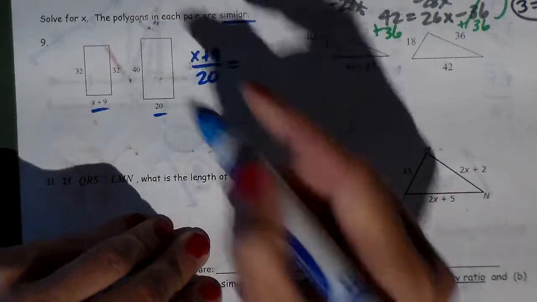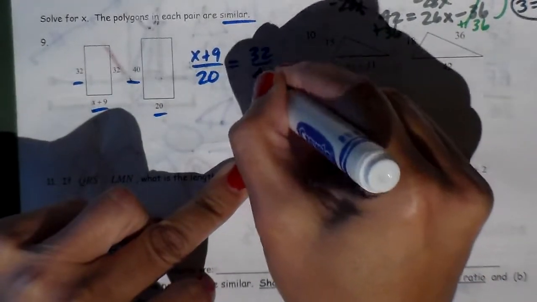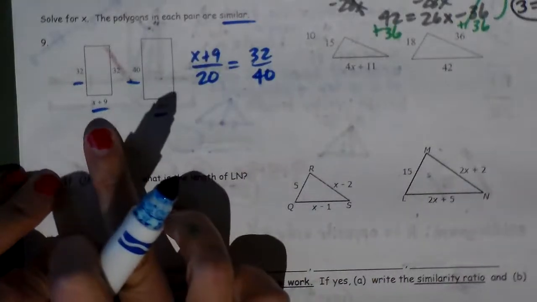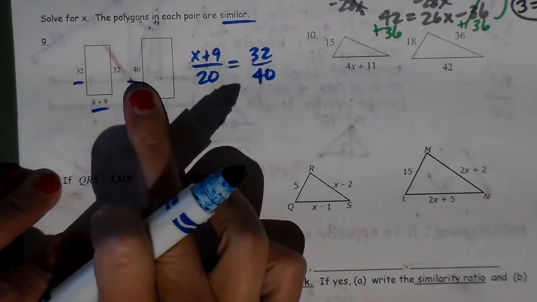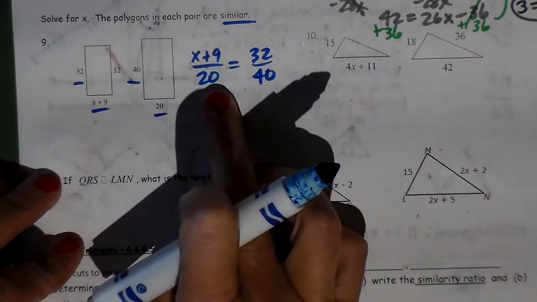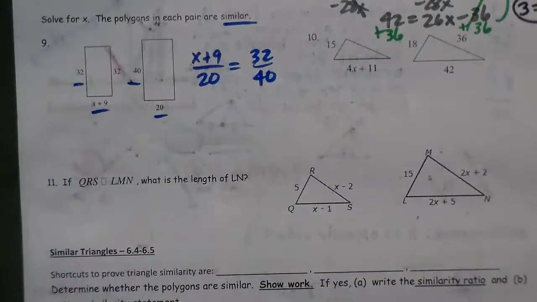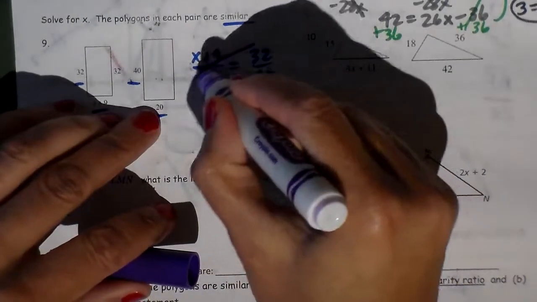The same way, 32 converted to 40. What did I do to get from 32 to 40? Because I did the same exact thing to get from x plus 9 to 20. It's going to give me the same ratio. And look where we are. We're back at that cross multiplication piece. So I've set up my proportion.